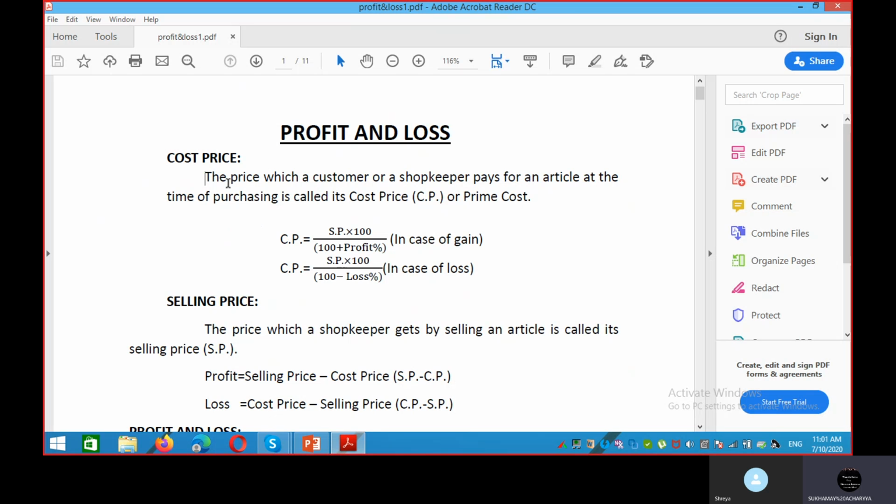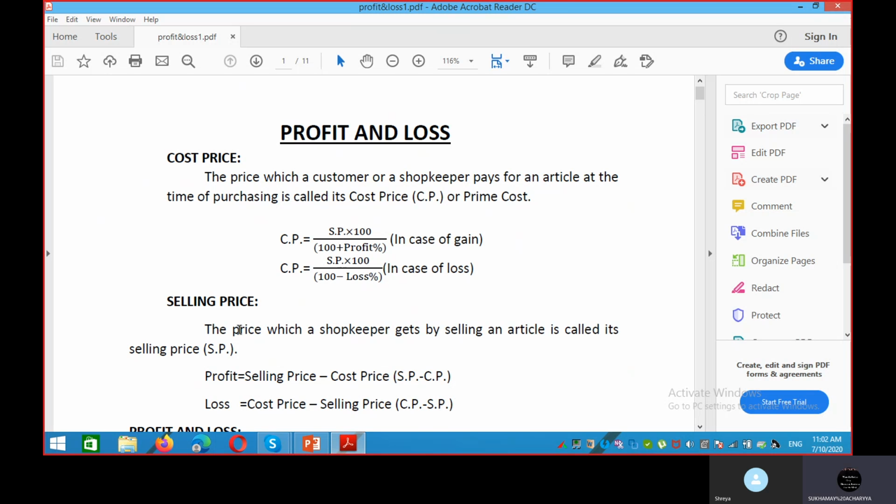What is cost price? The price which a customer or a shopkeeper pays for an article at the time of purchasing is called its cost price or prime cost. Cost price is equal to SP into 100 by 100 plus profit percentage in case of gain, and cost price is equal to SP into 100 by 100 minus loss percentage in case of loss.